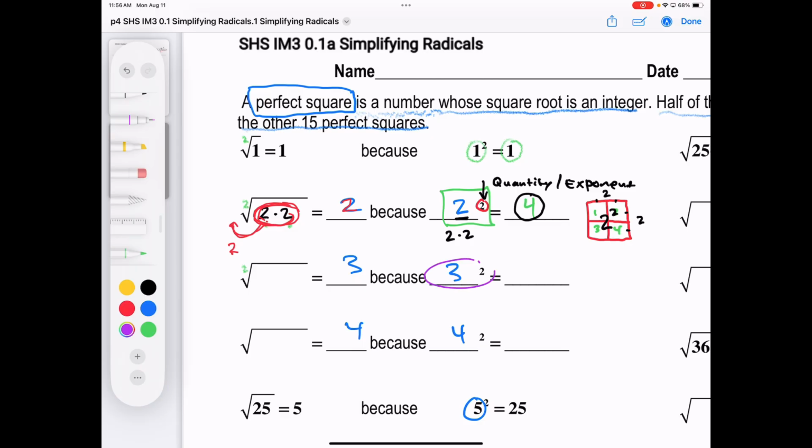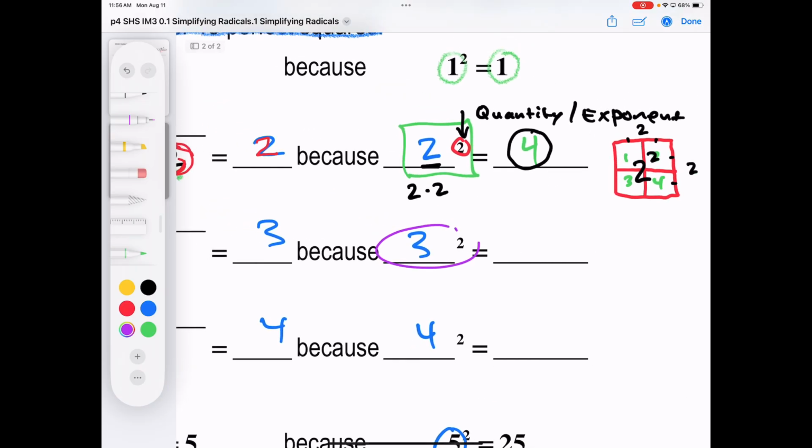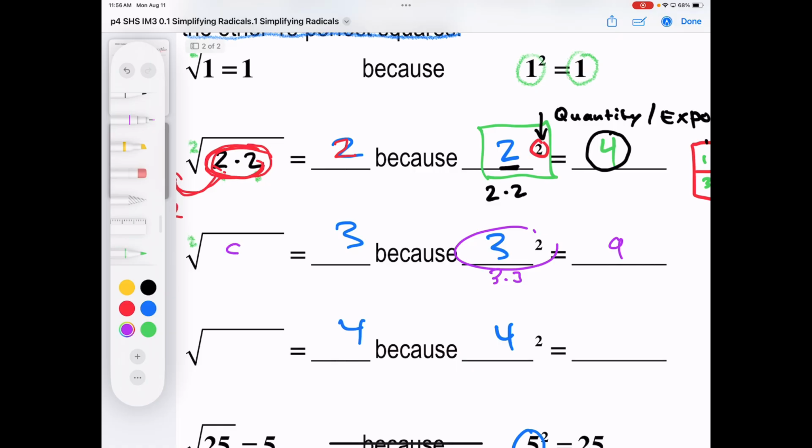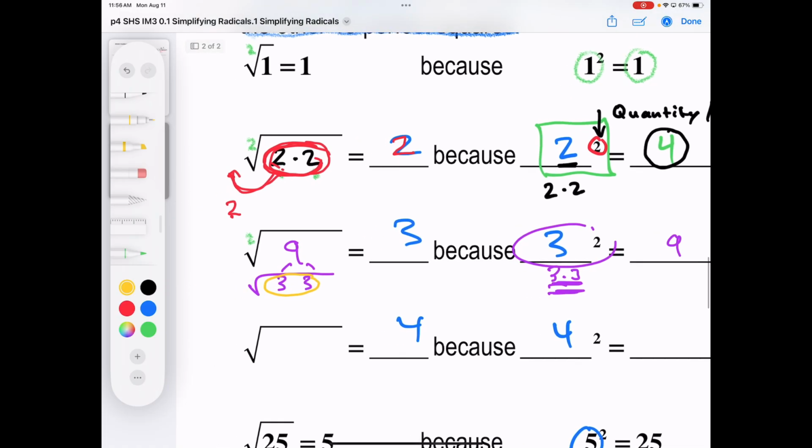Class, 3 squared is what? 9. 3 times 3 is 9. Okay, the square root of 9. You can break it down into factors. Class, what 2 numbers multiply to be 9? Oh, the 2 3s. And do you have a pair of them? Yes. What comes out here, class? Just the 3 is your answer.